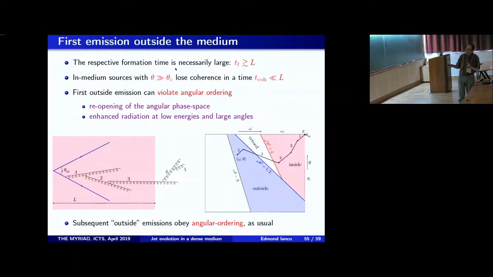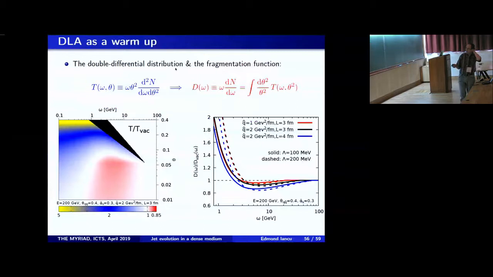Of course, there's no color decoherence in the vacuum, but the very first emission had lost the property of color coherence, and it can go to any angle, and in particular to large angles. And that's materialized in the calculation shown here.